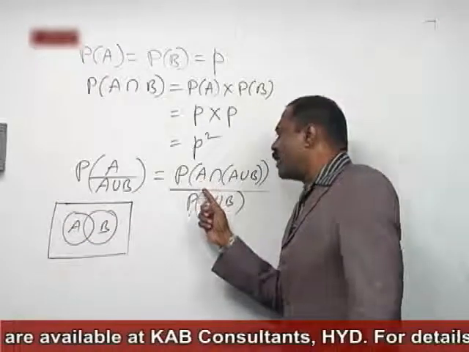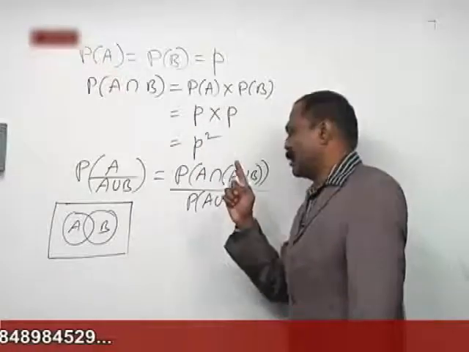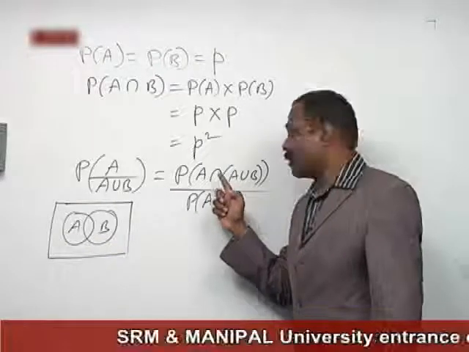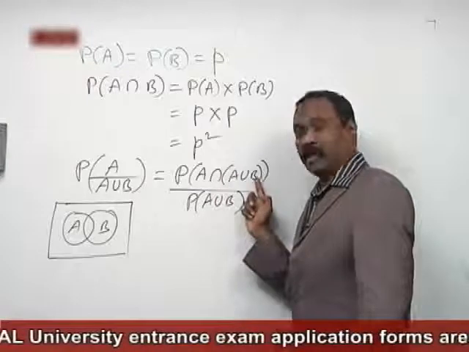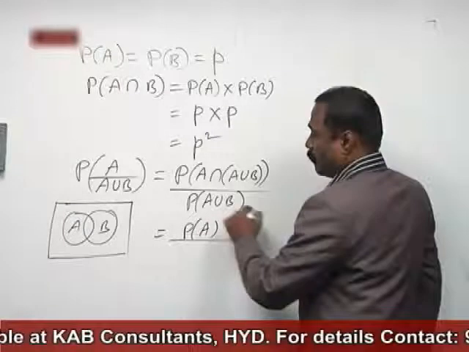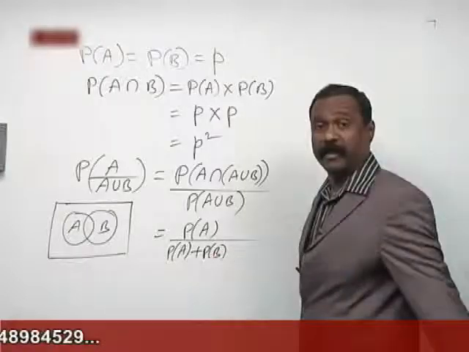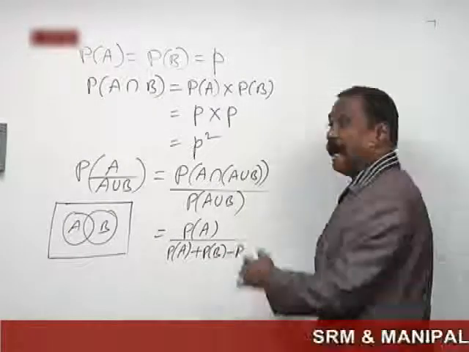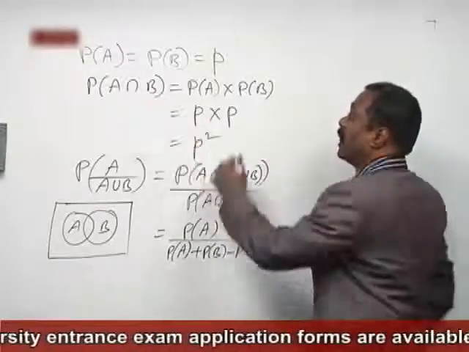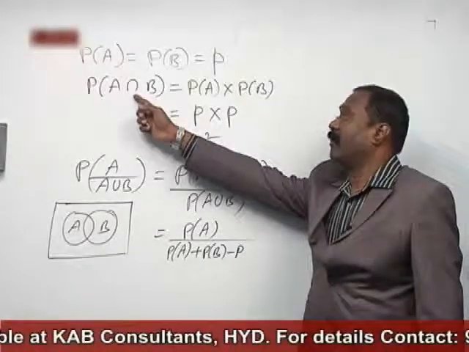Now we need the intersection with A. Intersection with A to A union B. Intersection means what? This intersection stands for the AND. A and A union B is nothing but A only. So it is nothing but P of A upon P of A union B, which is P of A plus P of B, addition theorem please, minus P of A intersection B. P of A intersection B, just now I wrote, because they are independent events, you can straight away write this intersection as into.